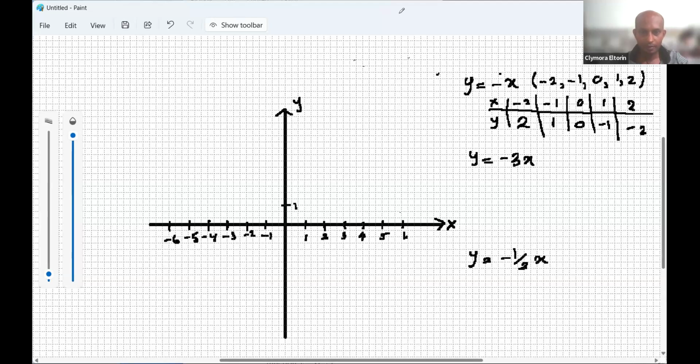1, 2, 3, 4, 5. Okay. For this direction, minus 1, minus 2, minus 3, minus 4, and minus 5. Okay. This is my Cartesian.